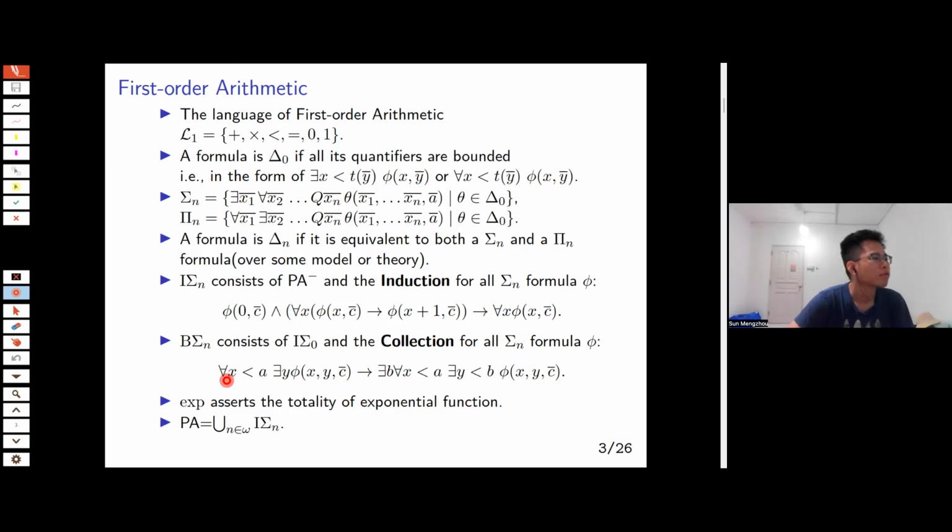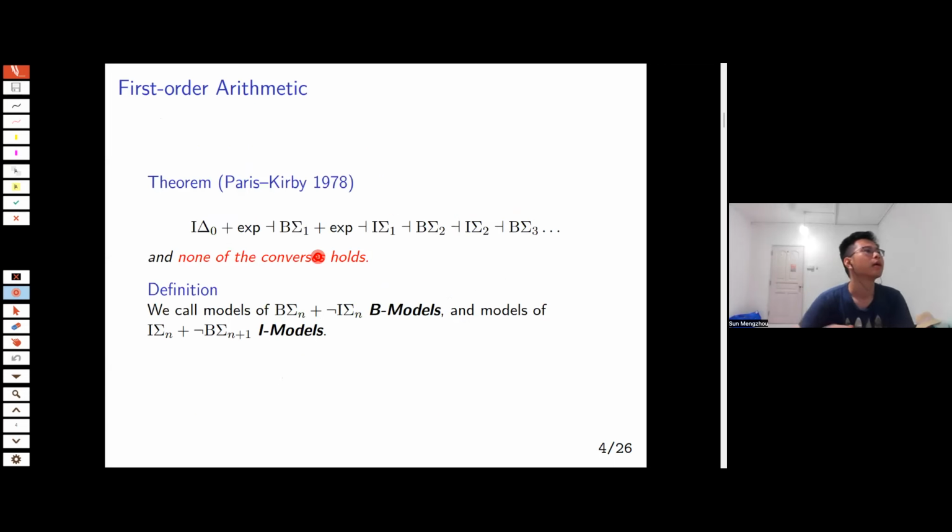Collection means if for any x less than a, we can find a y, then there's an upper bound for these y. And exp means the totality of the exponential function. And PA is the union of all I sigma n, which is the induction for all formulas. And Paris and Kirby proved the fundamental result, saying that all these axioms actually form an implication chain, which means that each B sigma n implies I sigma n minus 1, and I sigma n implies B sigma n, and none of the converse holds.